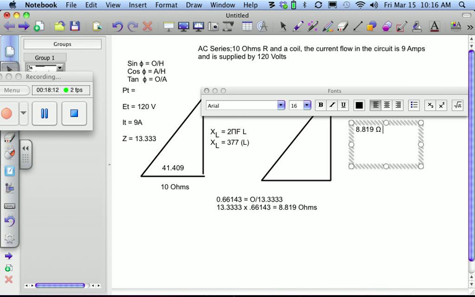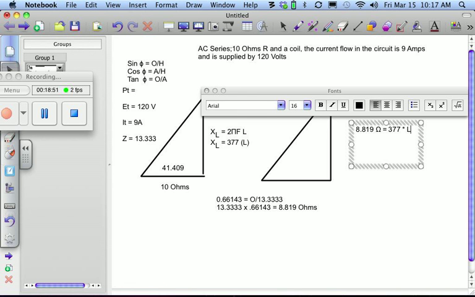Okay, so that's equal to 2 pi FL, right? Well, let's call that 377 because that's our shortcut number, times our L. And that's the question. What is our inductive reactance, right? So if we want to get the 377 off both those sides, we can just divide both sides by 377. Well, I have my 8.819 in my calculator, so I'm going to just divide by 377.